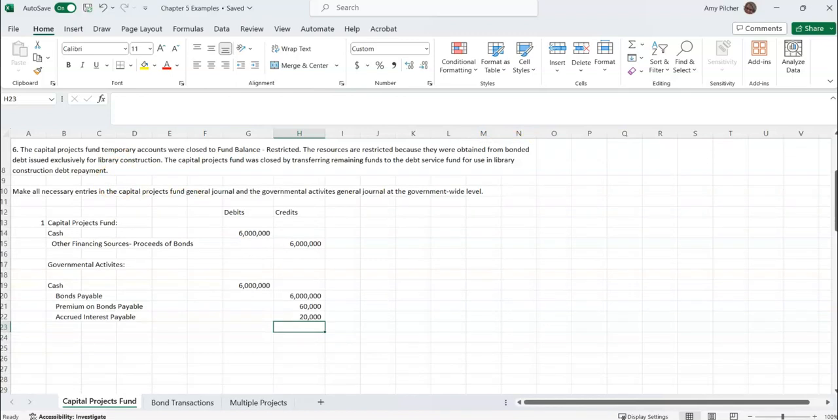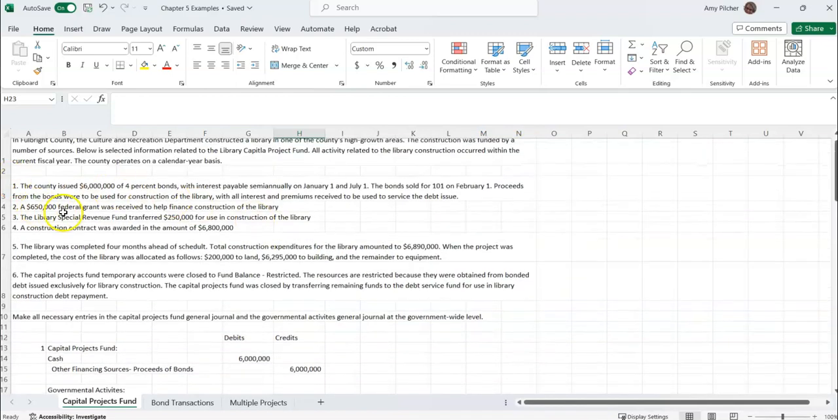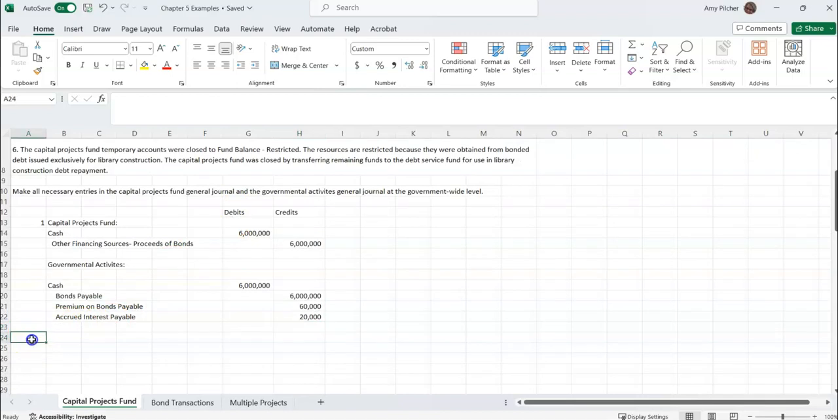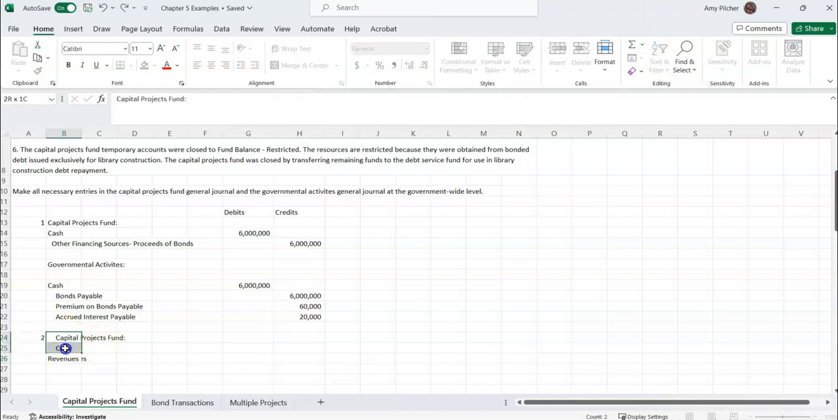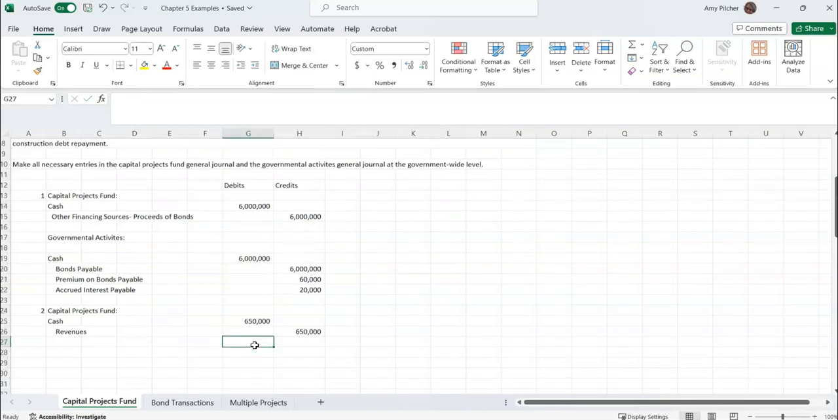Okay. The second transaction says that we received a $650,000 federal grant. So transaction 2, the capital projects fund received cash and revenues. So we received cash of $650,000 and revenues of $650,000.